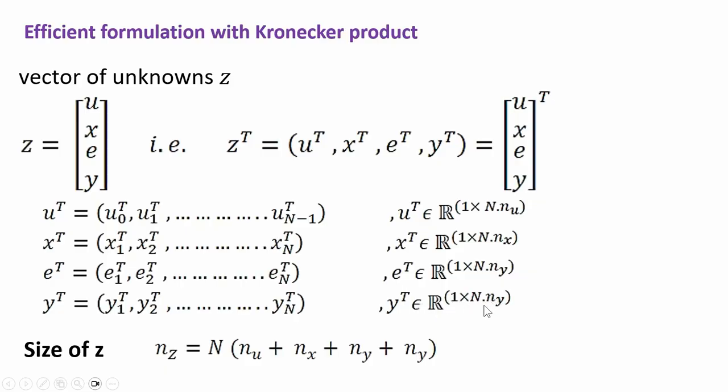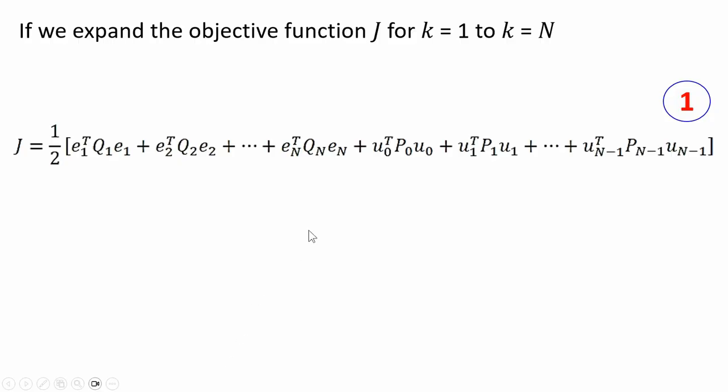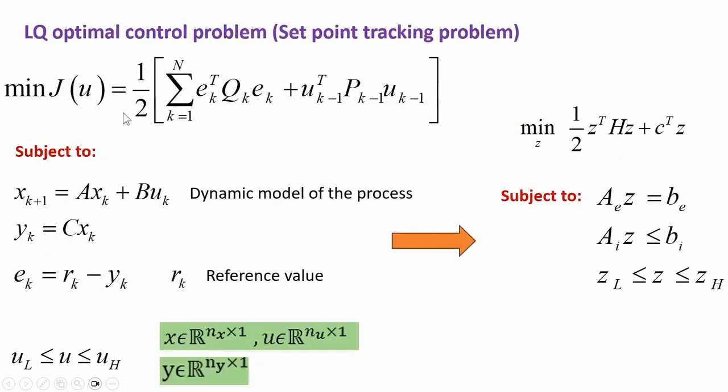So this number of unknowns would be there, but since we have to consider the whole horizon, we have to multiply with capital N, the length of the prediction horizon. Now let us expand this LQ optimal control problem's objective function. Let's open up the summation sign and write a long line of equation.